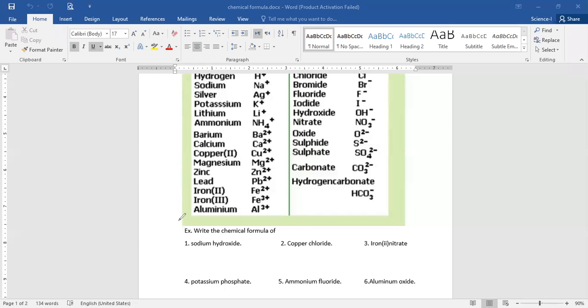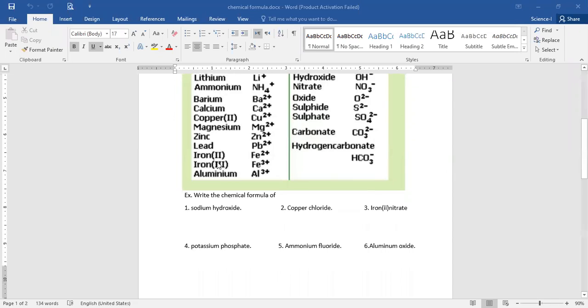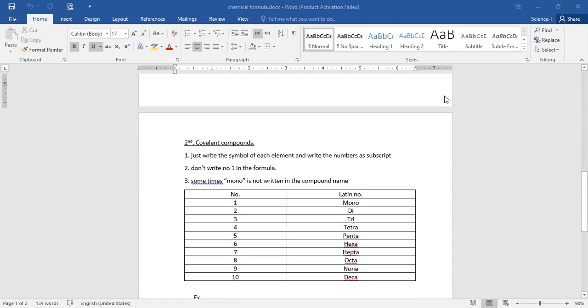How about writing the ionic compound? Then we're going to pass to the other hand, the covalent compound, another type of chemical formula. Usually, covalent compounds are formed due to bonding between two nonmetals. Most of them are gases. Once they are bonded together, they make a covalent compound. Covalent compounds are easier in writing their formula.